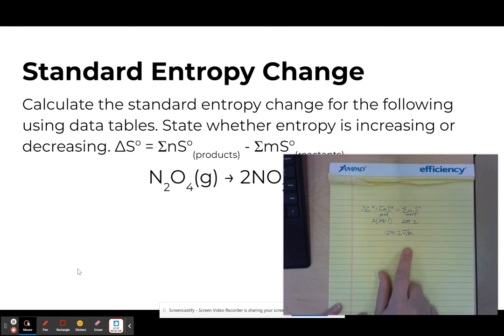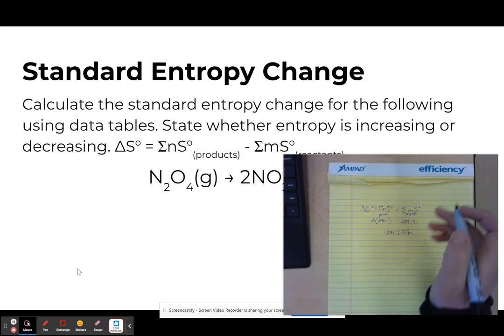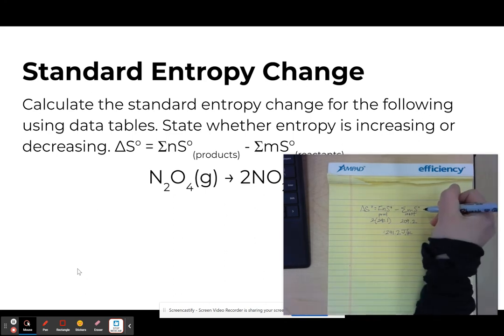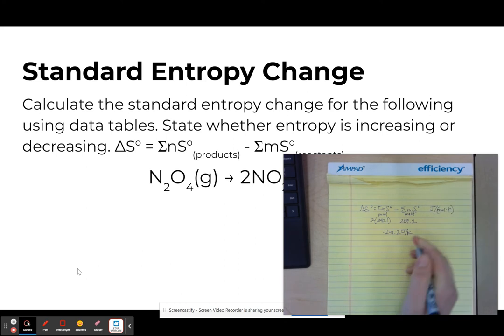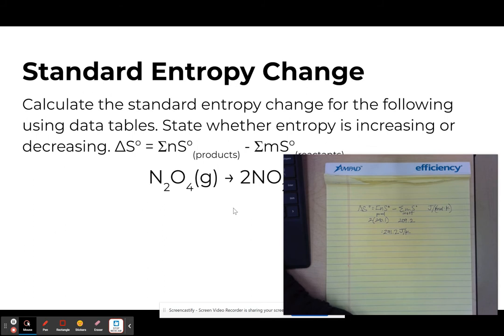Okay, so here's what I got. I summed the products. We've got 2 moles, right? And make sure you're looking at these units up here. It's going to be something interesting. So the units of standard molar entropy are joules per mole Kelvin. Since I multiplied these by their molar quantities, I got 2 moles of NO2 minus 1 mole of N2O4. Those are their standard molar entropies. So I got 271.2 joules per Kelvin.